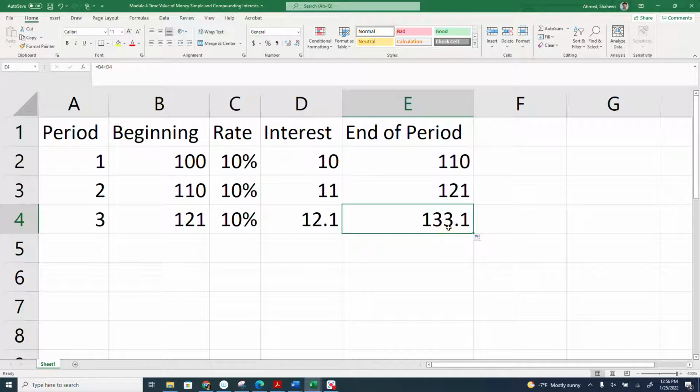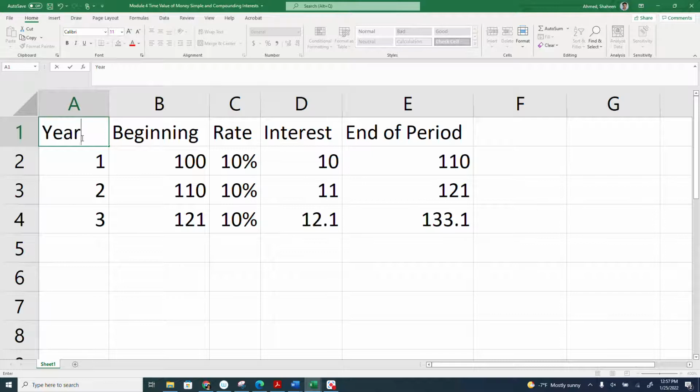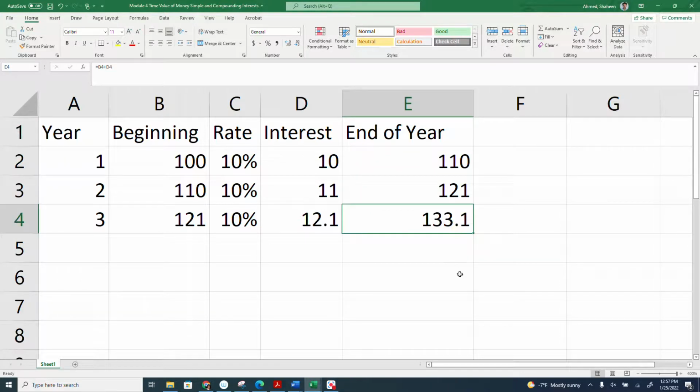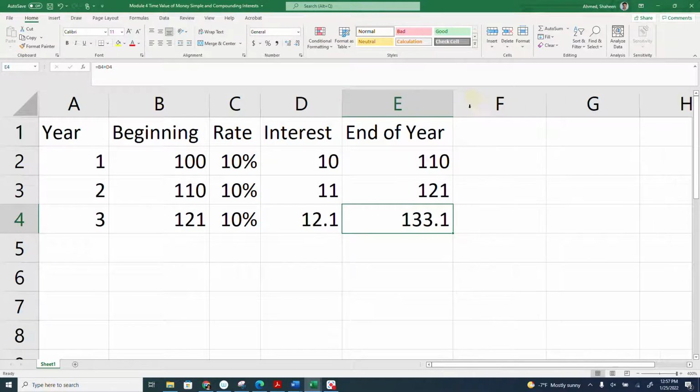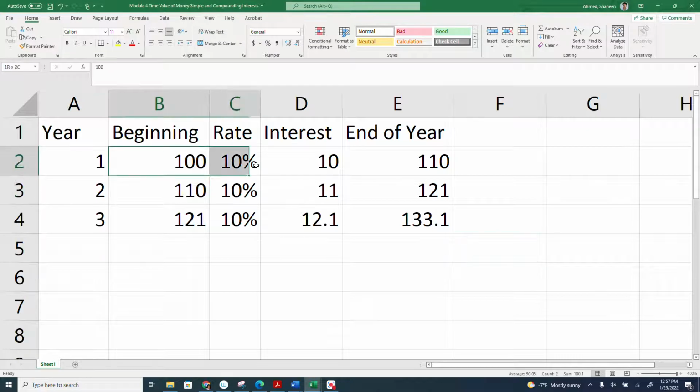So this is what you'll be paying at the end of 3 years, and this is yearly compounding. Let's say this period is year, so instead of period I would like to call it year. So at the end of year 3, you'll be paying $133.10. Now, this is called compounding. Whatever you owe for the first year, they charge you interest, and then whatever the money with the interest, they charge you interest on that in the second year, and keep going like that.